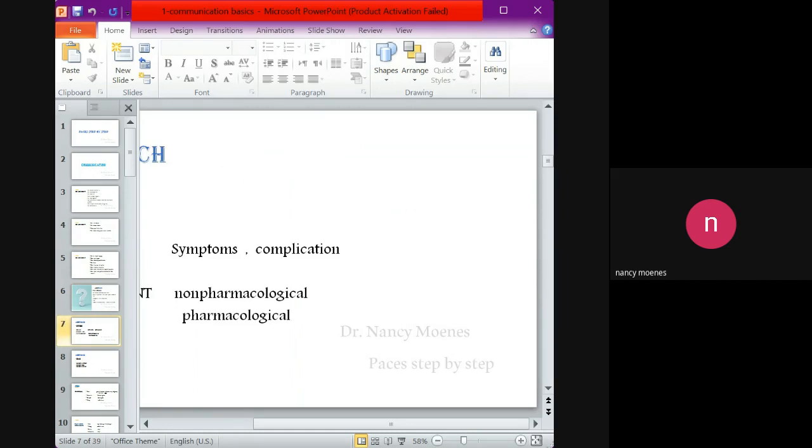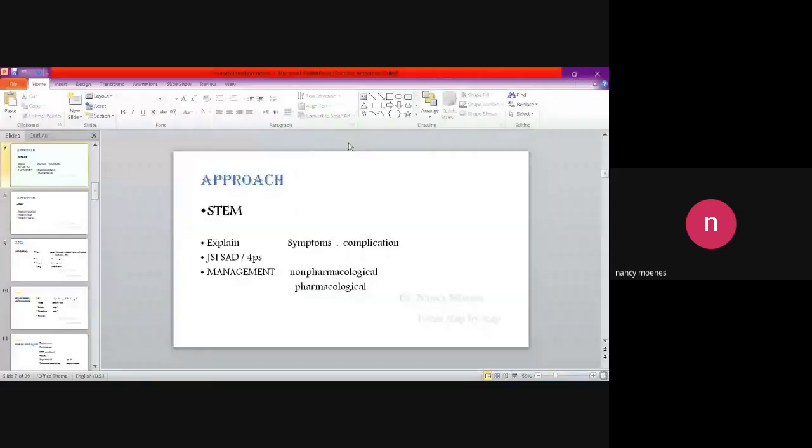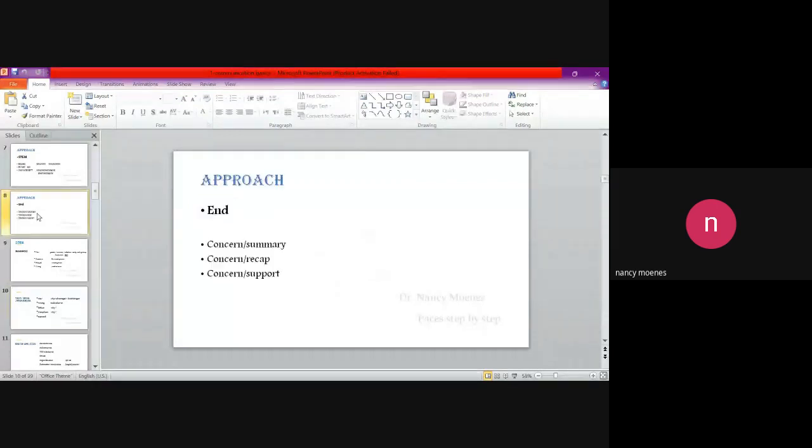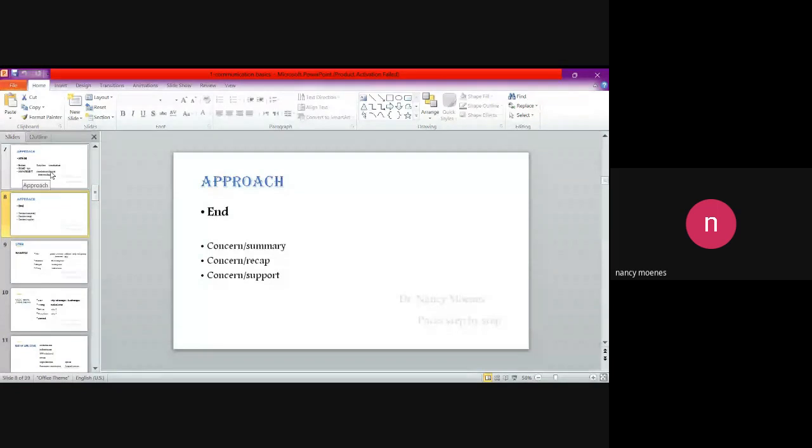Then we will go for the stem. Let me skip the stem or the main issue, and just after this we will talk about it. Yes, the end. We will have this stem, meaning the main issue. But after the stem, we will have concern. Ask about his concern, okay? And then we will summarize all that we have and then ask for recap and support, okay? So this is the end.